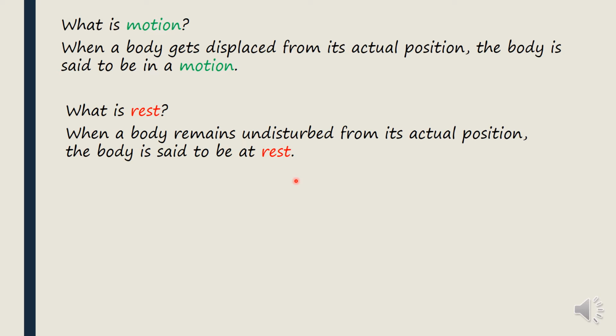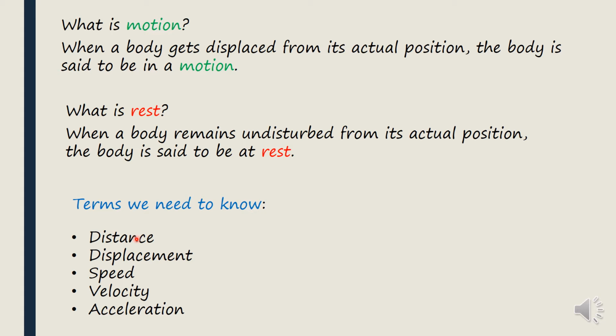Now there are certain terms which we need to understand while understanding this topic of motion. Number one is distance, number two displacement, speed, velocity and acceleration. Just to give you an overview, we discussed what motion was: when a body gets displaced from its actual position, then the body is said to be in motion. Next is rest: when a body remains undisturbed from its actual position, then the body is said to be at rest. So these are the topics that we are going to discuss from now on.